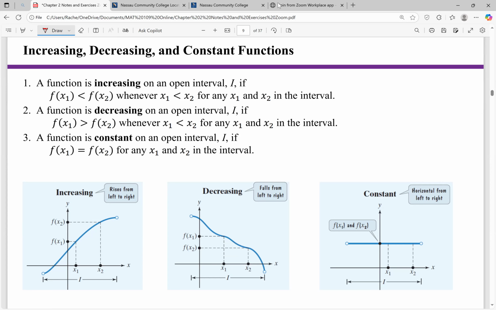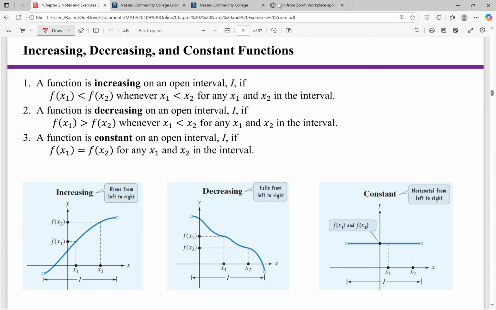And it is also possible that a function is constant over some interval I. What that means is if we look over the interval I, like suppose we go from x1 to x2, if we follow the graph, the y values are staying exactly the same. The y value at x1 and the y value at x2 are equal. So this function would be an example of a function that's constant.